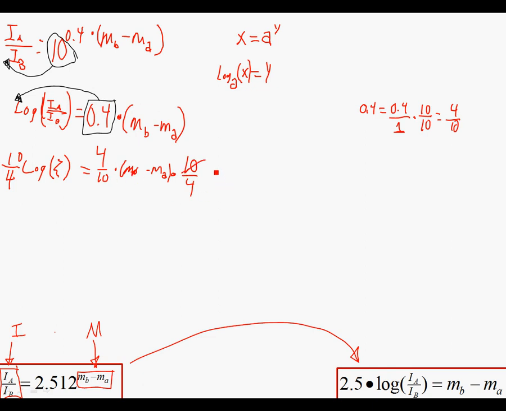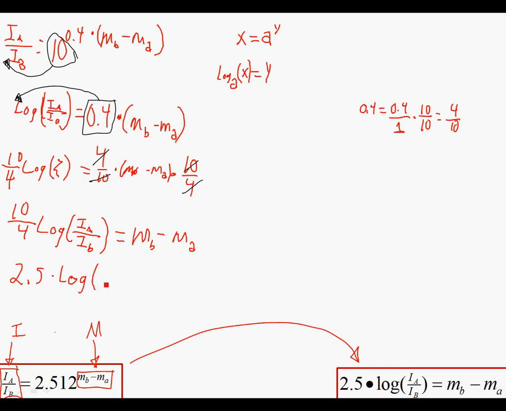That 10 cancels out with that 10, and that 4 cancels out with that 4. So now our formula so far is 10 over 4 times the logarithm of the intensity I_A over I_B, which is equal to the magnitude difference. You may not see it right now, but that's the same exact thing that we have so far. You can see the magnitudes and the logarithm and everything. The only difference is 10 over 4, and if you do 10 divided by 4, it is 2.5. So 2.5 times the log.